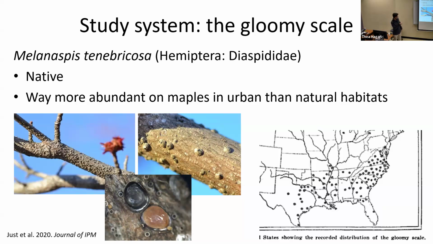And this is an example of what we see on urban maples. All those little bumps are individual scale insects. And if you flip that armored covering up, there's a little soft bodied scale insect tapped into the vascular tissue of that plant, sucking sap out of the tree.